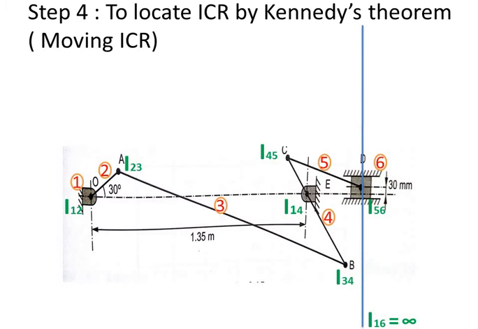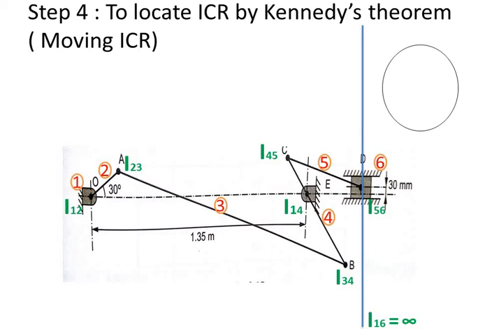Now step number 4, to locate ICR by Kennedy's theorem. Kennedy's theorem states that if there are 3 links which have relative motion with respect to each other, then their ICRs are located along a straight line. It means if there are links number 2, 3 and 4 which have relative motion with respect to each other, then their ICRs, that is I23, I34 and I24, must lie along a straight line. This is called Kennedy's theorem. Now we will see how to use Kennedy's theorem to locate moving ICRs.